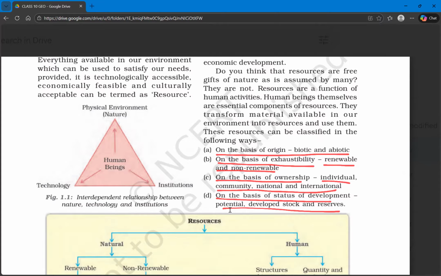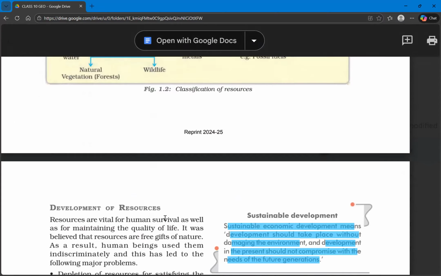And the next one is reserve. Reserve is like a subset of stock. Reserves are a subset of stock where it can be put to use. So it means we can use it with the help of existing technology, but we haven't started using them yet. So that is the difference between stock and reserve. These are the resources, that is potential, developed stock, and reserves.